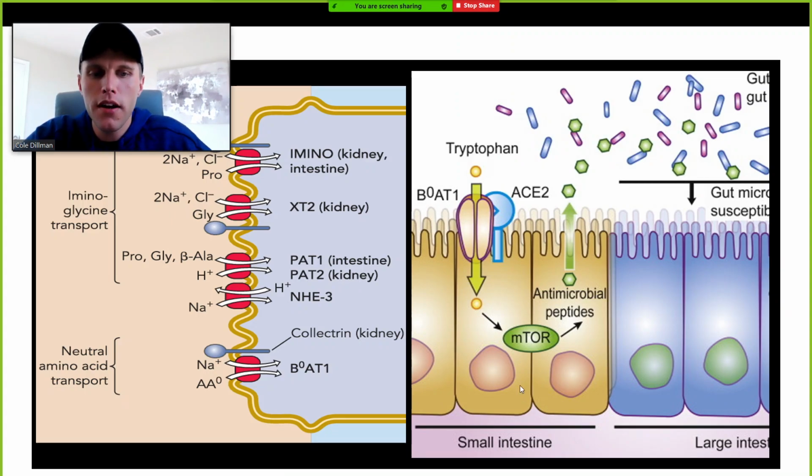Now, I don't want you to become overwhelmed. The main thing I was wanting to show you here is B0AT1, and I just wanted to show you that it goes in symport with one sodium molecule. So for every one sodium molecule, it is able to transport one neutral amino acid. Now, it is stimulated by collectrin in the kidneys and ACE2 within the intestines.